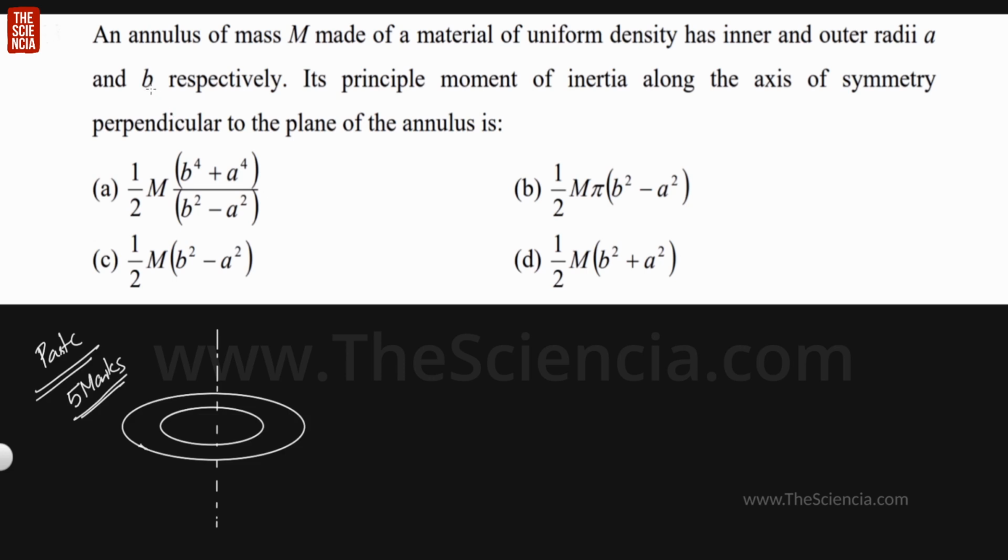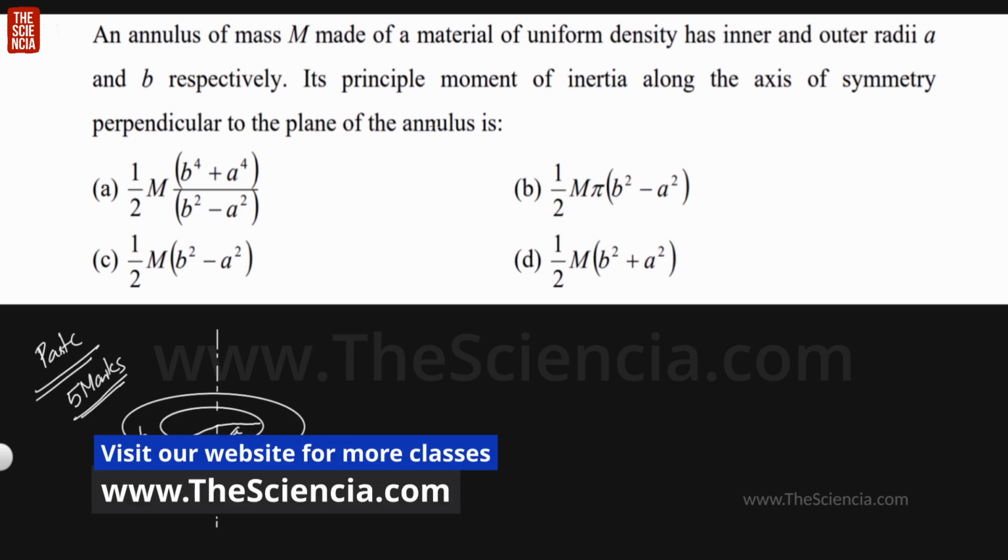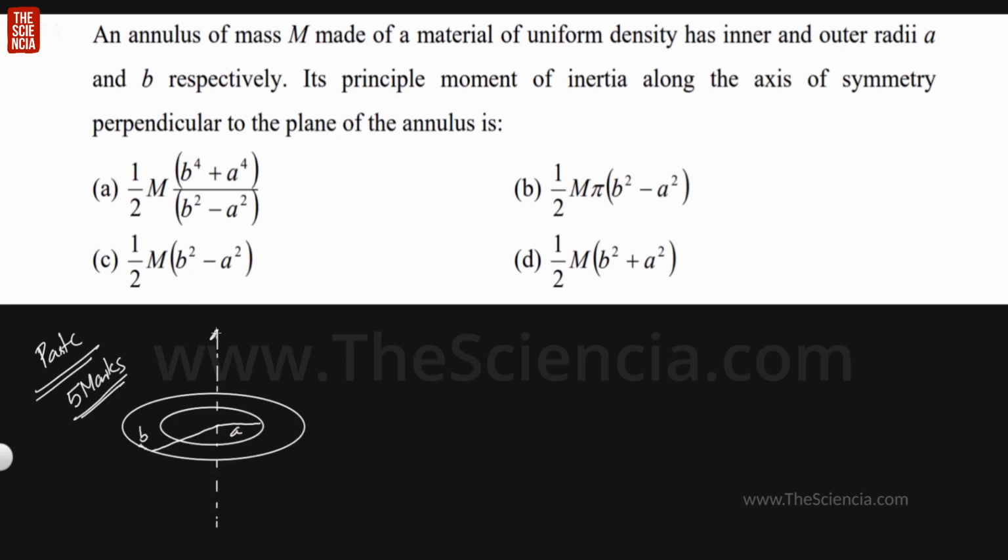So the problem is: an annulus of mass m made of a material of uniform density has inner and outer radii a and b respectively. So this inner radius is a and outer radius is b. Its principal moment of inertia along the axis of symmetry perpendicular to the plane of the annulus is. So this is that axis. So we have to find the moment of inertia about this axis. That is the question.